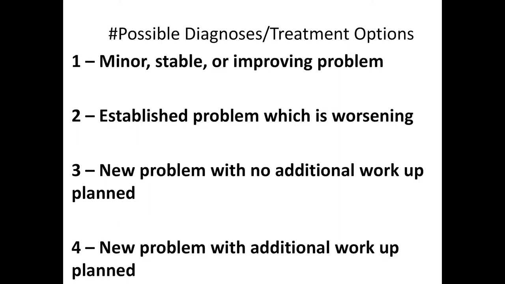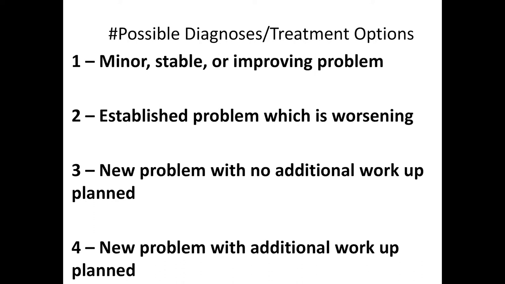Now, how do you know what your number is? How do you know if it's a 1, 2, 3, or 4? It depends on the problem or problems that you evaluate. If you evaluated and managed an improving problem only, that gets you a 1 in this column. If it is a follow-up tinea pedis person that you had given a topical product to use 2 weeks ago, and they're all better, and you say, that's great, it's all better, use it for another week, and then stop and let me know if it comes back, you have evaluated an improving problem, you get a 1.